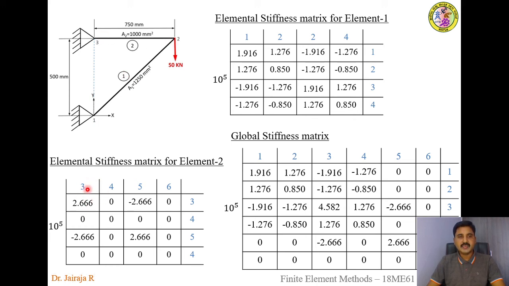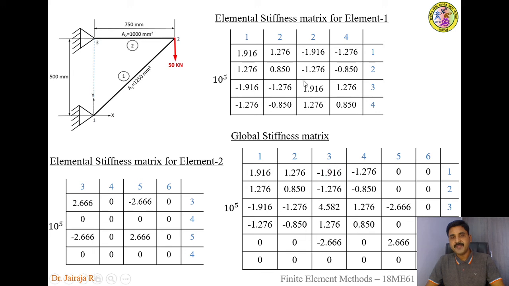Node 2, the degrees of freedom are 3, 4 and 3, 4. Node 3, it is 5, 6 and 5, 6. This should be 6 actually. So here the first box, 1 comma 1, exists here, so this box can be filled with the value 1.916. Similarly the second box, 2 comma 1 exists here, and 2 comma 1 is 1.276.